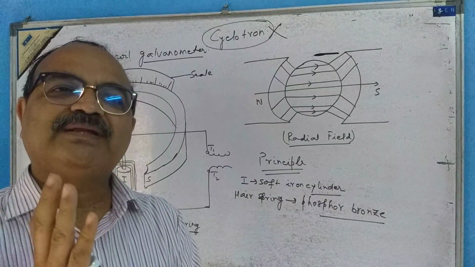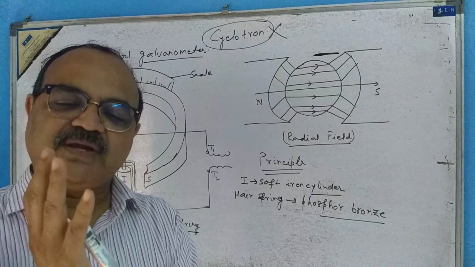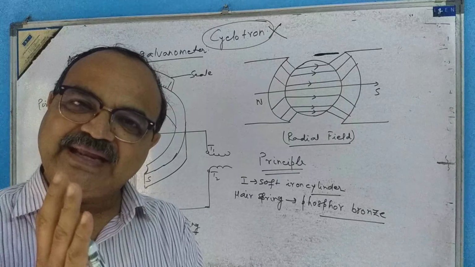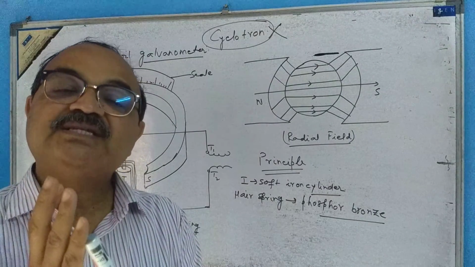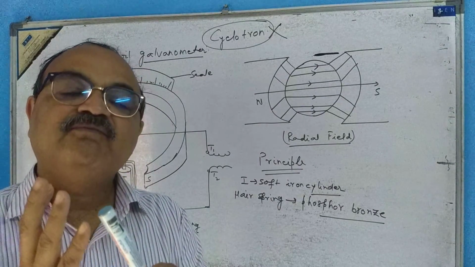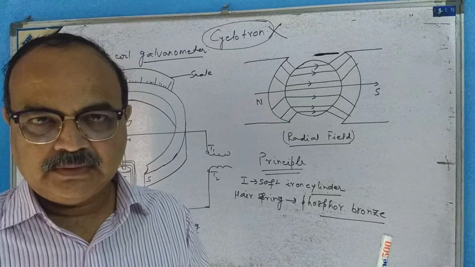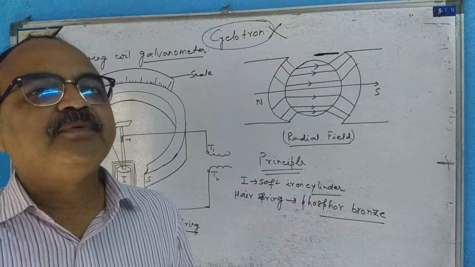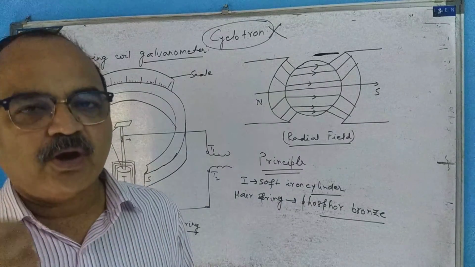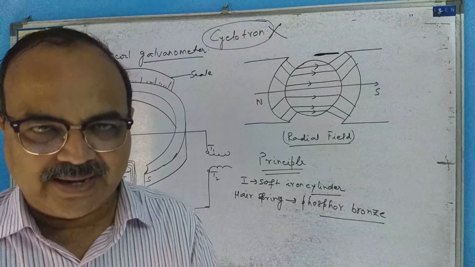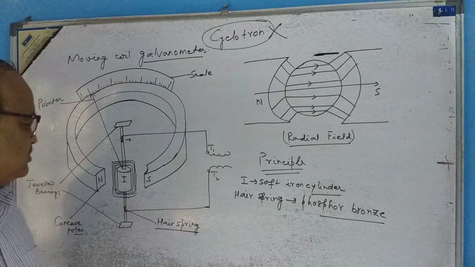Why is it used to make the hairspring? Because it's a very good elastic material, you can note down. Second, it is non-magnetic in nature. Third, it is a good conductor of electricity. And fourth, it is chemically non-reactive. That's why when the current is flowing and heat is produced, it won't be oxidized. These are some properties of phosphor bronze wire. What happens here?